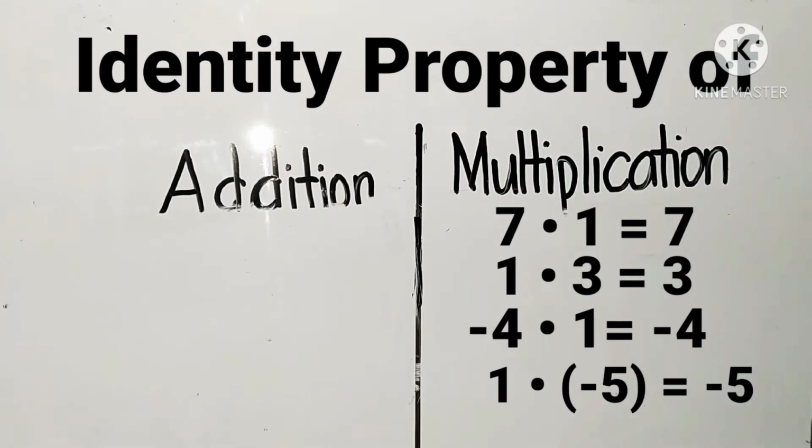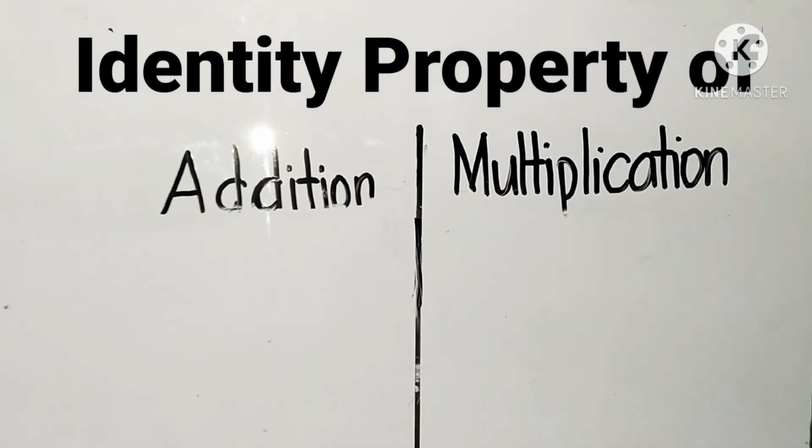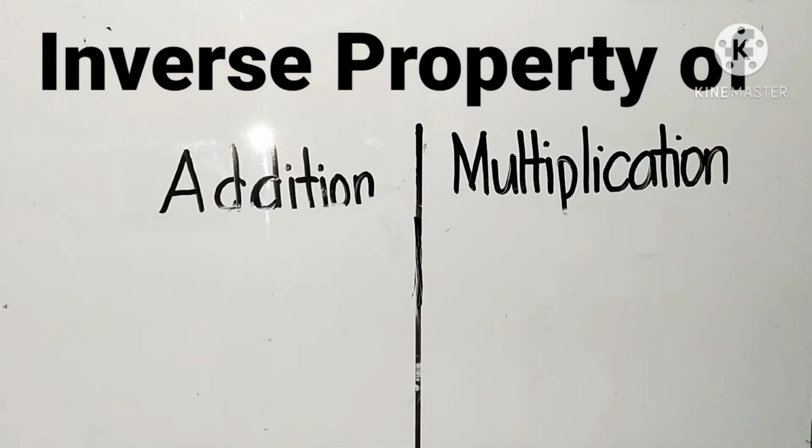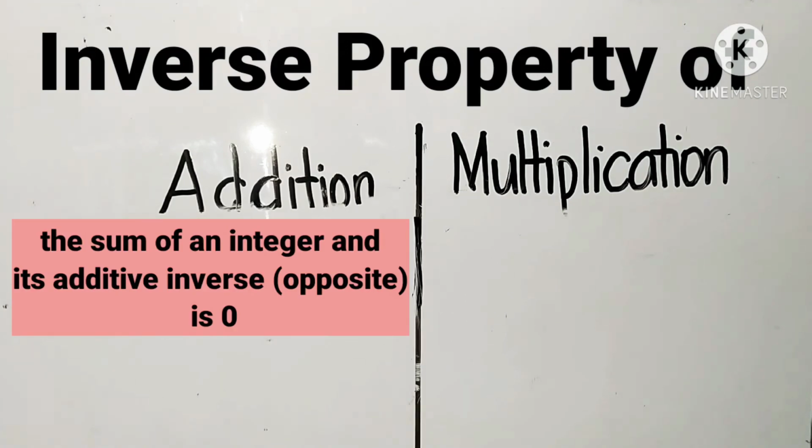So, ang sinasabi po sa multiplication, kahit anong i-multiply natin sa 1, the same number lang po yung lalabas. So, tandaan nyo po, ang identity element ng addition ay 0 at ang identity element naman ng multiplication ay 1. Our fifth property is the inverse property of addition and multiplication. In addition, the sum of an integer and its additive inverse or opposite is 0, denoted by a plus negative a is 0. And also, negative a plus a is equal to 0.